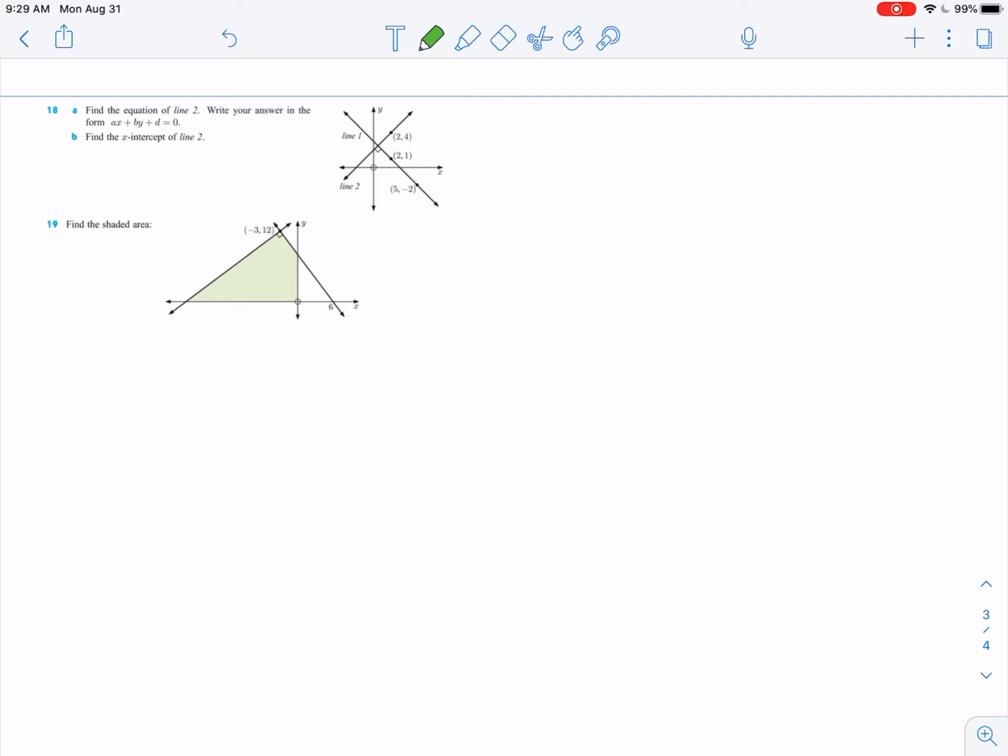All right, IB, you asked for this question, and here we go. So number 18, it says find the equation of line 2. Write your answer in the form... Okay, so that's standard form. And then so that's different than what they had done a second ago.